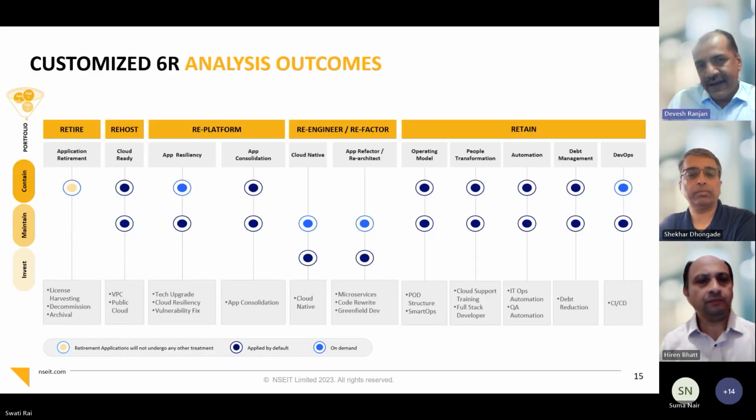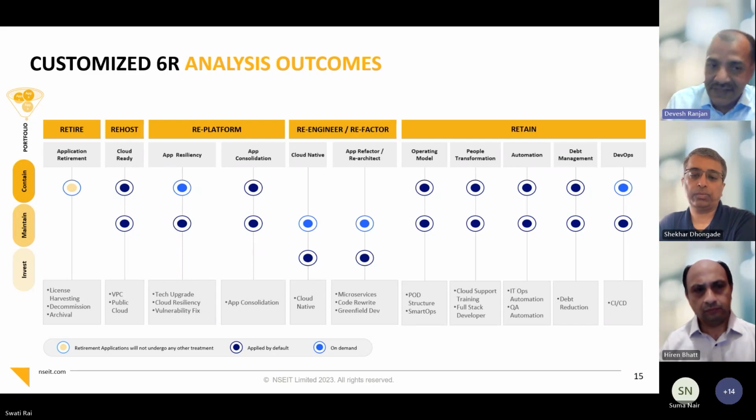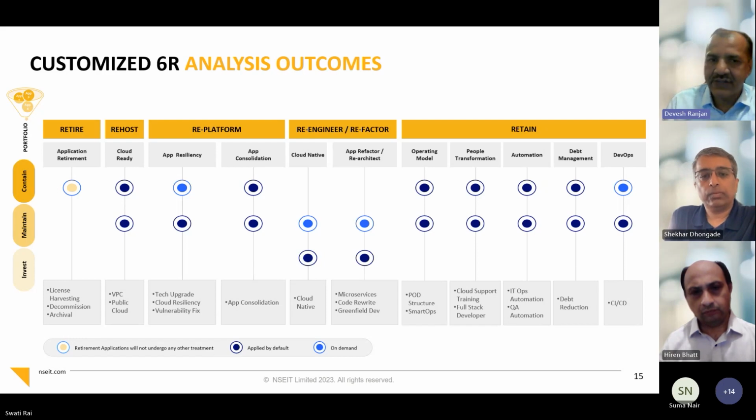In terms of the analysis outcomes, some of the things which typically are captured as part of our report: the applications are classified across the various Rs, but for those which are going to retire, how do we harvest their licenses? How do we decommission them? What kind of data archival policies should you be looking at? In terms of cloud migration, what kind of cloud infrastructure should you be looking at? Or from a re-platform perspective, what technology upgrades are critical, what vulnerabilities or security issues you might want to fix, or how you can consolidate all these applications together. Those are value adds which we definitely include as part of our assessment report.